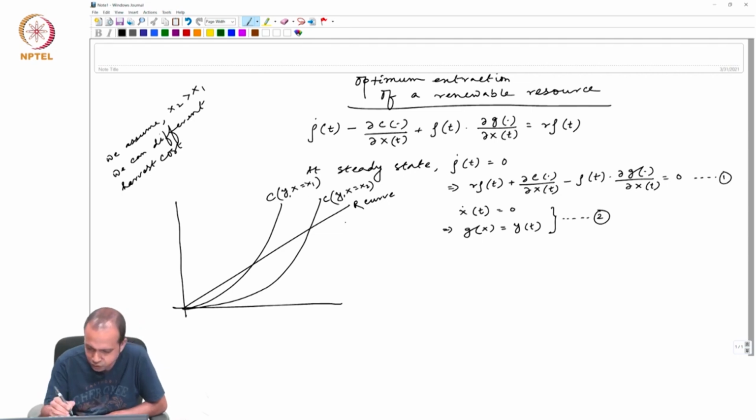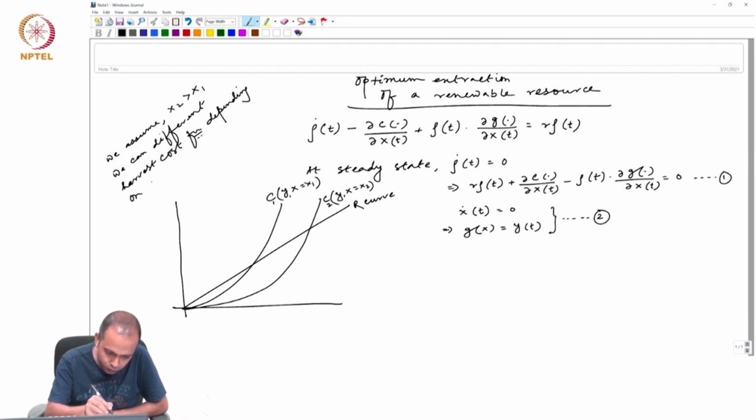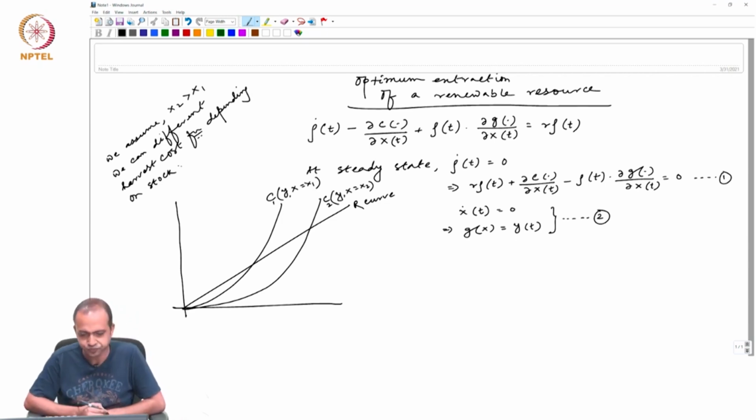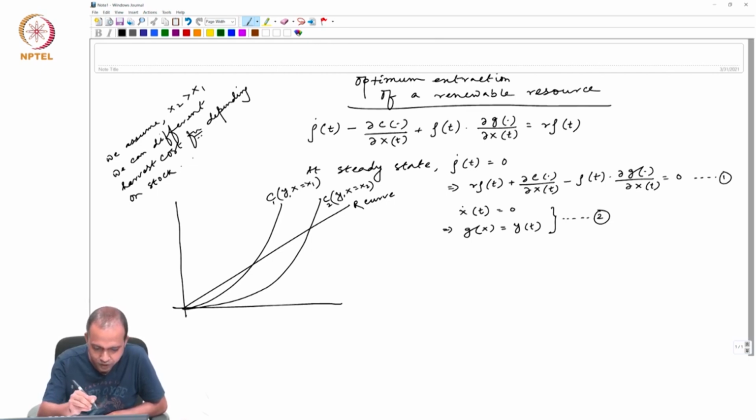This C is actually the harvest cost function. You can say this is C1, this is C2, you can call it the harvest cost function depending on stocks. So, C1 is the first harvest cost function, C2 is the second harvest cost function.